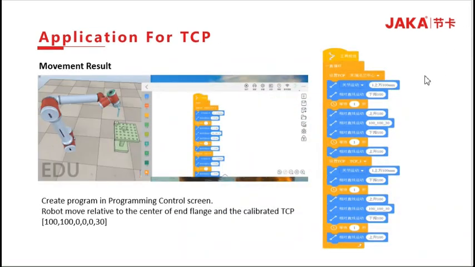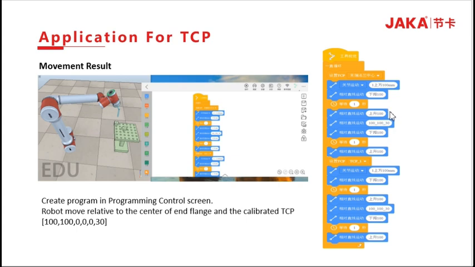Robot programming. First, set the TCP as the end flange. Joint move to the position which is 100 mm above the pickup point. Relative linear move downward 100 mm. Wait for 1 second. Move upward 100 mm. Relative linear move 100 mm in the X-axis direction.